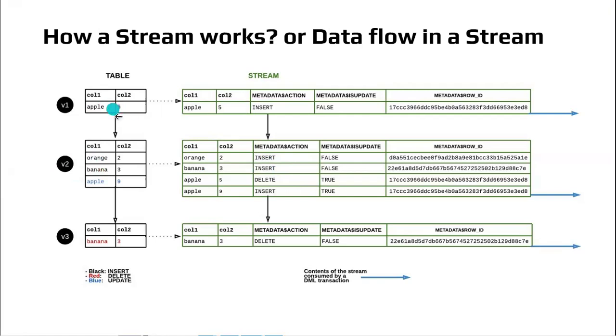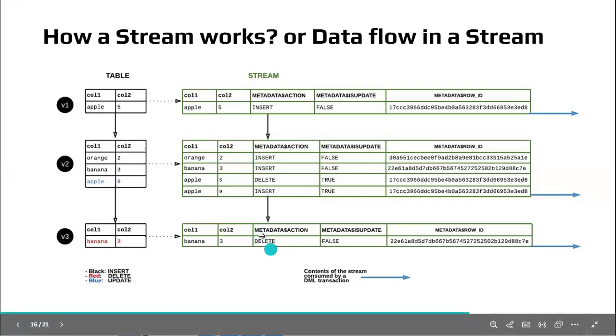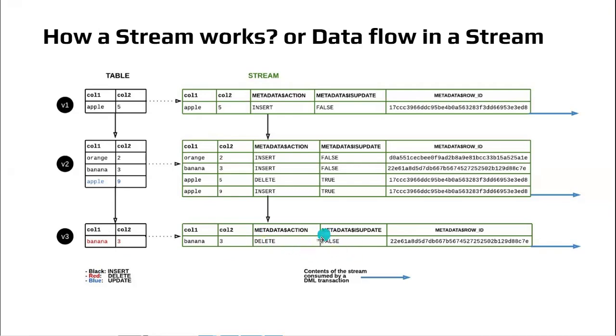Now I'm updating the Apple value 5, and this is how it will be stored in the stream table. First, the old record, Apple 5, will get deleted, and then Apple 9 will get inserted. To understand this is an update statement, here you can see metadata update as true, right? Now I have deleted this banana, and you can see deleted in the metadata action, and it's not updating, so it's false. Clear? The ID will be the same for all the rows. So the IDs will be tracked based on the row. For each row there will be a unique ID that will be followed: updated, deleted, inserted, like that.